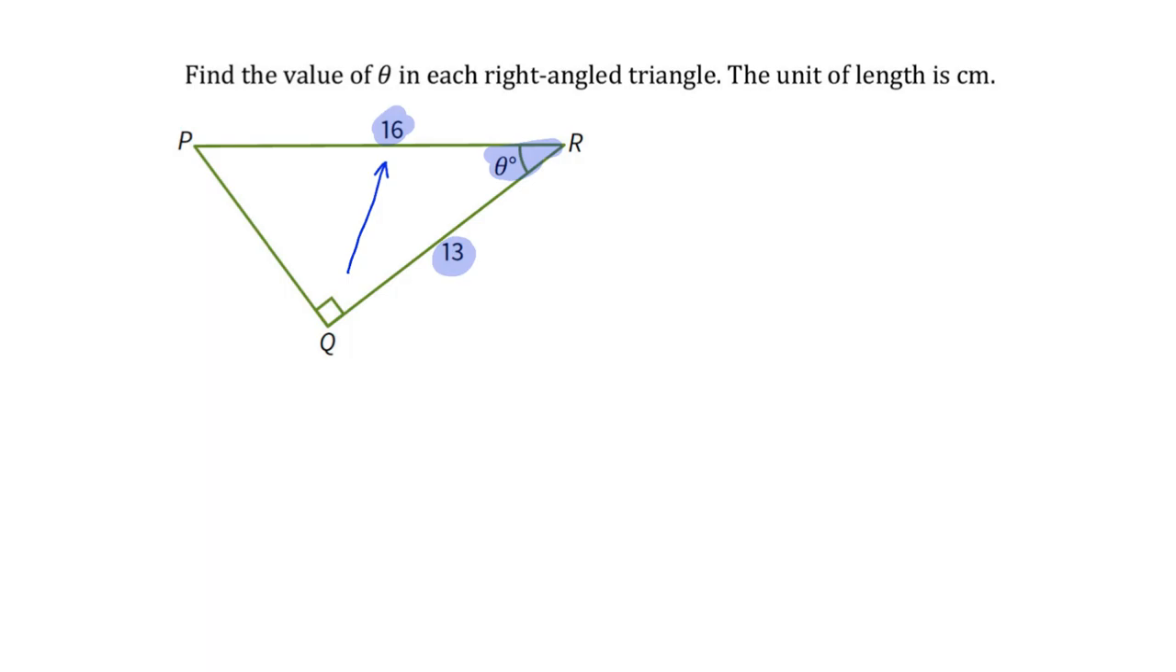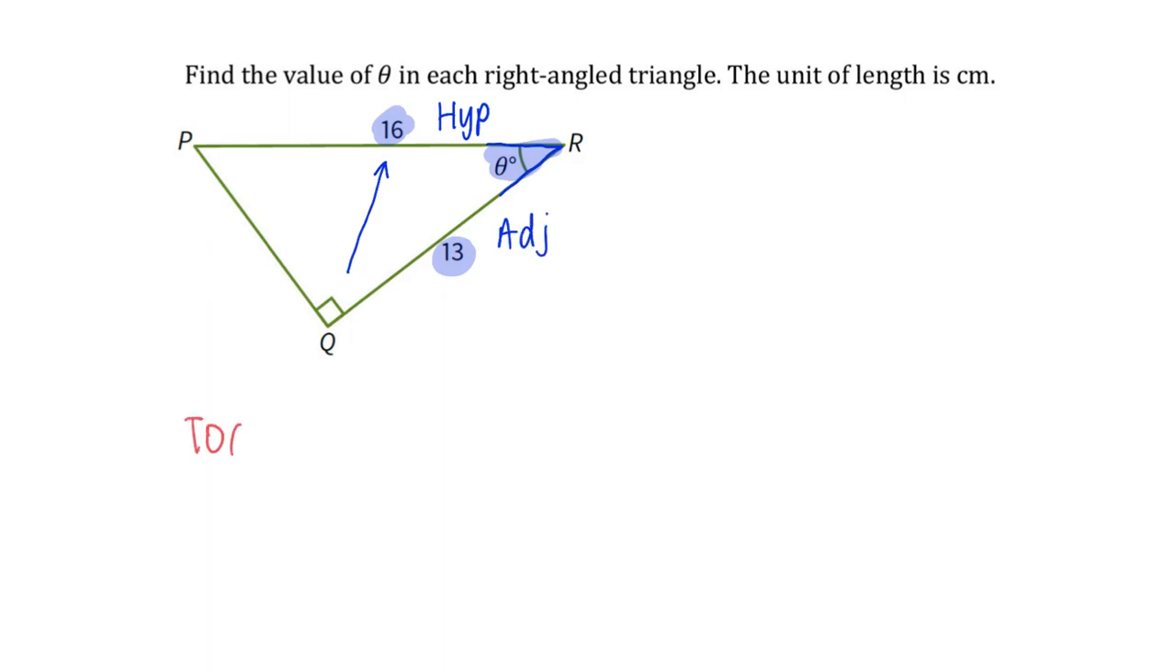16 is directly opposite the right angle. This will be my hypo. The length 13 is making the angle theta with hypo. This will be my adjacent side.